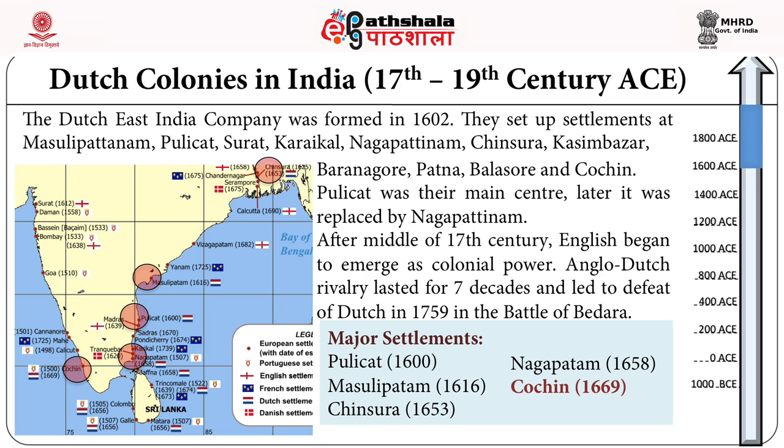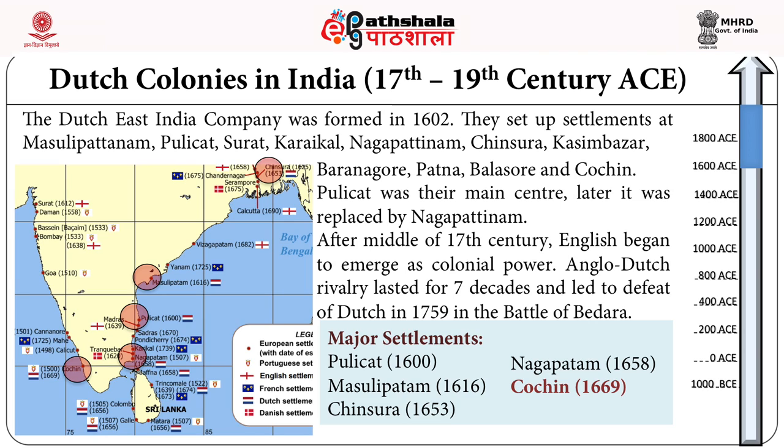As I said earlier, Pulikat, Masulipatnam, Chinsura, Nagapattinam, and Cochin. And after the middle of the 17th century, the British began to emerge as a colonial power. And the Anglo-Dutch rivalry lasted for 7 decades and led to the defeat of the Dutch in 1759 in the Battle of Bedara.